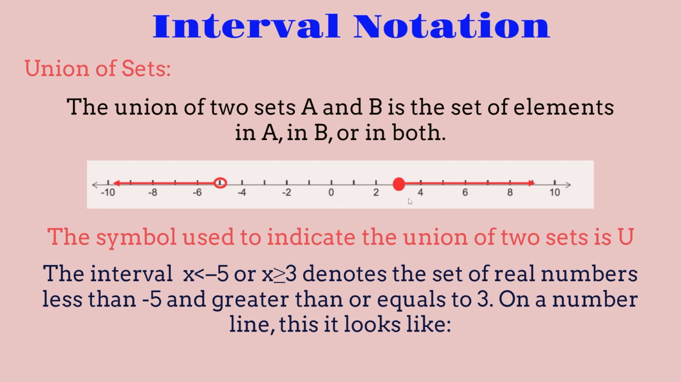Using union, we can write: parentheses, negative infinity, comma, -5, and we're not including -5 because this is open, and since this is infinity, we have parentheses. This would be one interval, and then we use union, and then we have including 3, so we use the square bracket, and then also infinity, which is a parenthesis. So in order to connect two sets, we can just use this U for union.